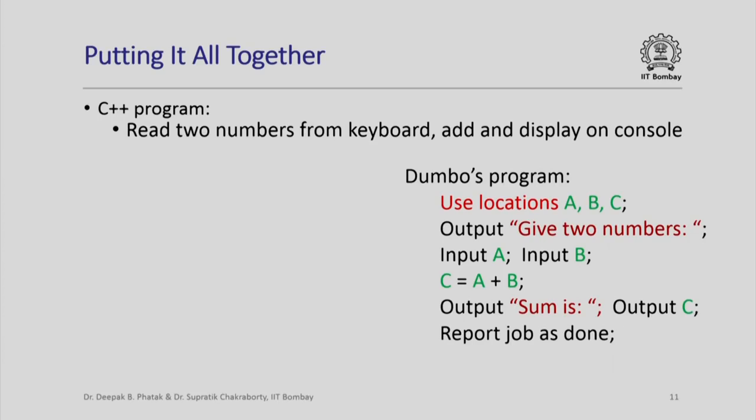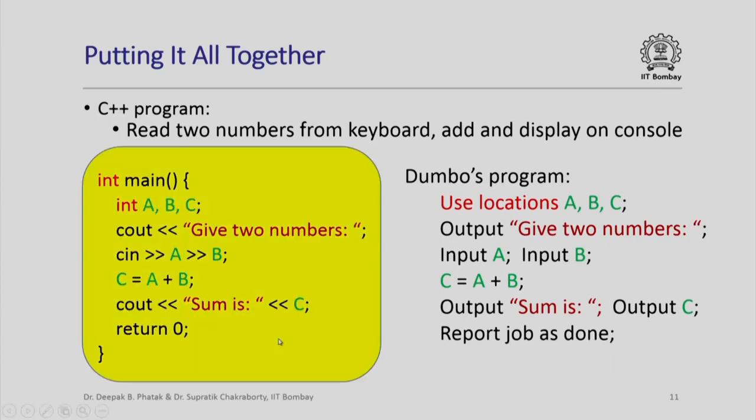In C++ we are going to do something similar, a similar sequence of instructions, except we are going to use the syntax of C++. So this is how our C++ program would look like. We would have int main, we will look at what this means later on. This is really saying that this is the main program that I am asking the computer to execute. Instead of use locations A, B, C, I would say that I need three variables of type integer. Instead of saying output give two numbers, I would say cout, and then to it I would redirect the constant string give two numbers.